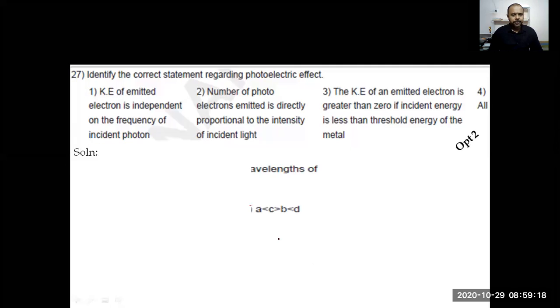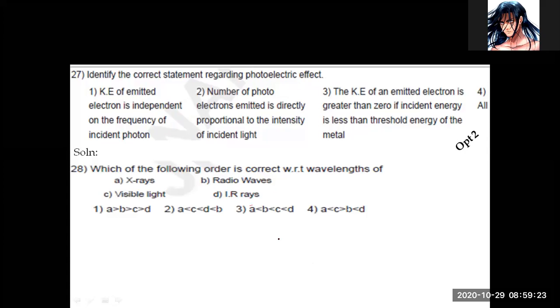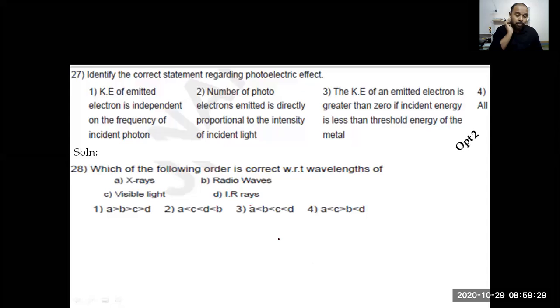Option 2. Sir, isn't it the square of the intensity of incident light, or is it the square of amplitude, for the number of photoelectrons? Amplitude, when you take, it could be squared, but not intensity. Intensity is a result of amplitude.